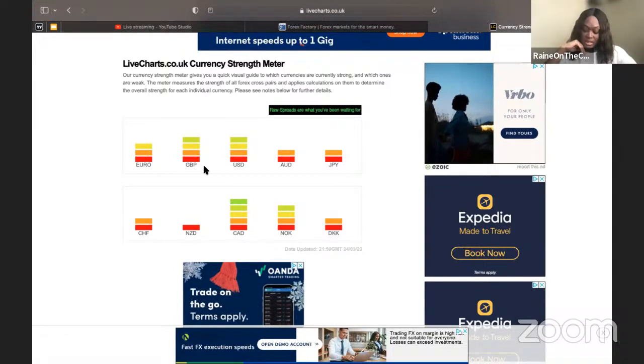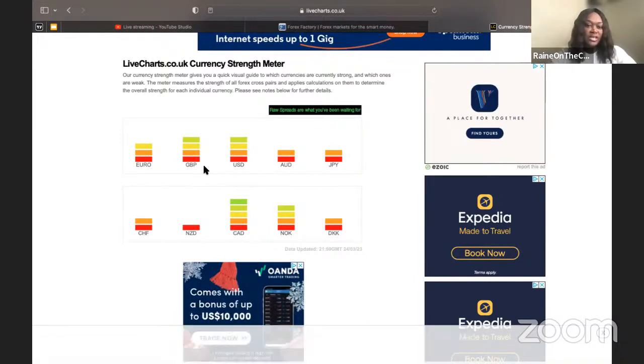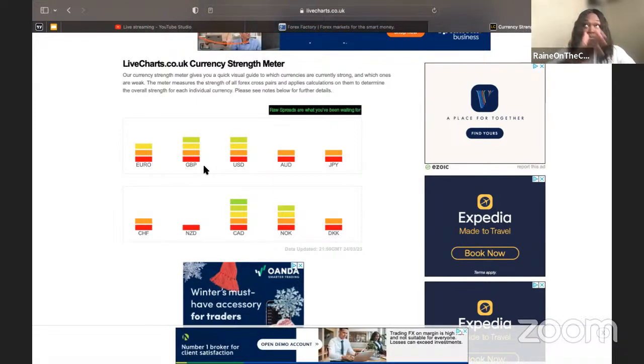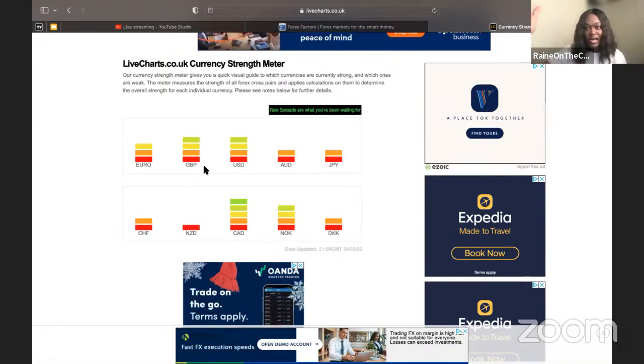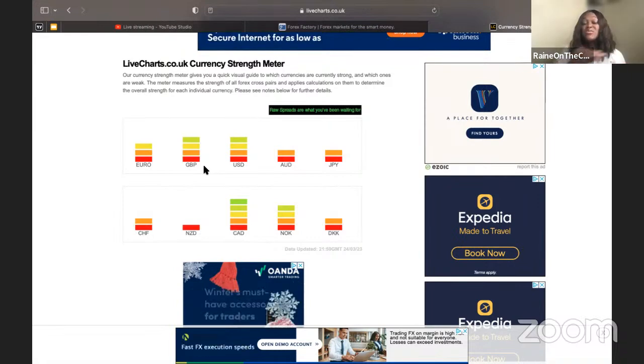Okay, great question. So there's this line that I heard, trade with the trend. The trend is your friend. So with an uptrend, you're going to see a clear uptrend if one currency is strong and one is weak. With a downtrend, it's going to be the same thing. If they're similar, that's where you may see consolidation.